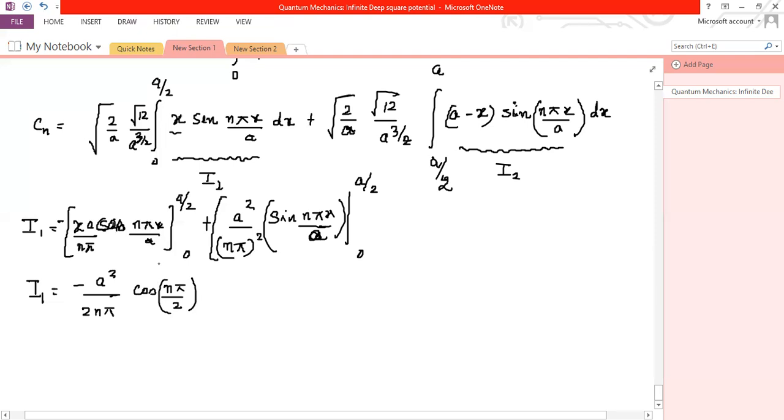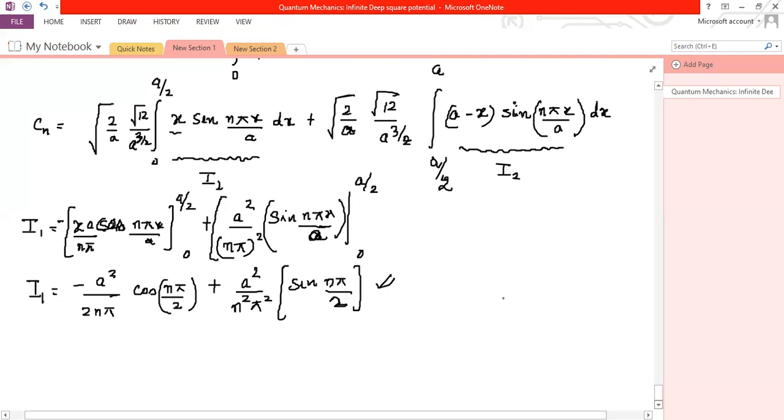Okay, so if I place a by 2 here, a by 2 cancels, a cancels a. If I place a here, a by 2 again here, so I will get a square upon n square pi square sine of n pi upon 2. And if I place 0, it will be 0. So simply I1 is fine.